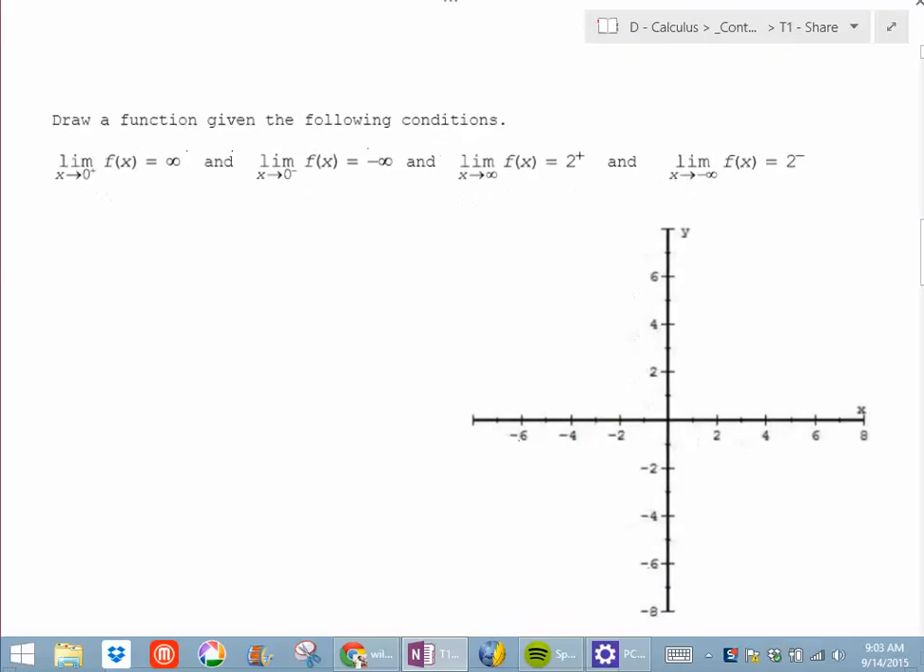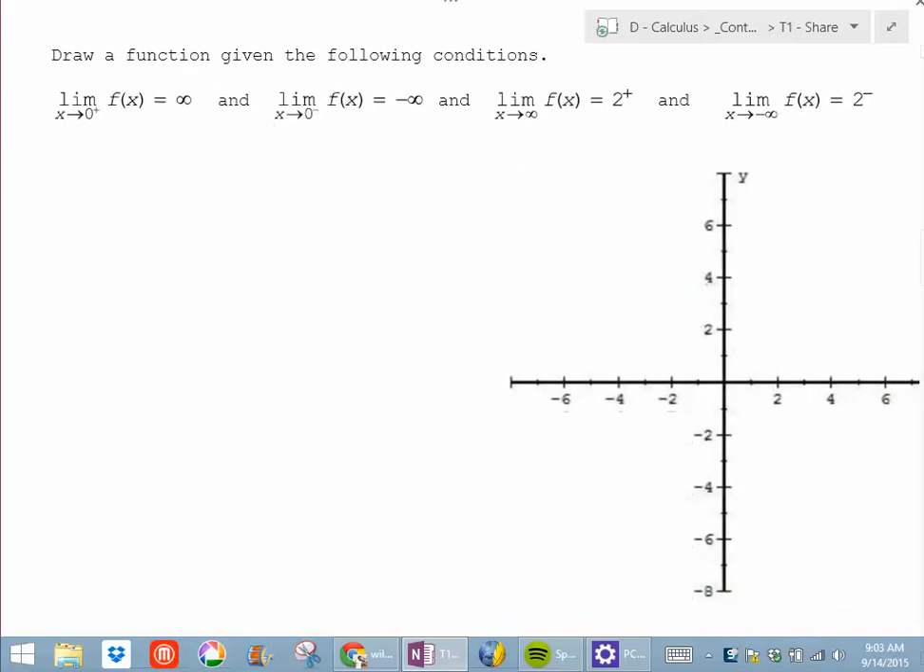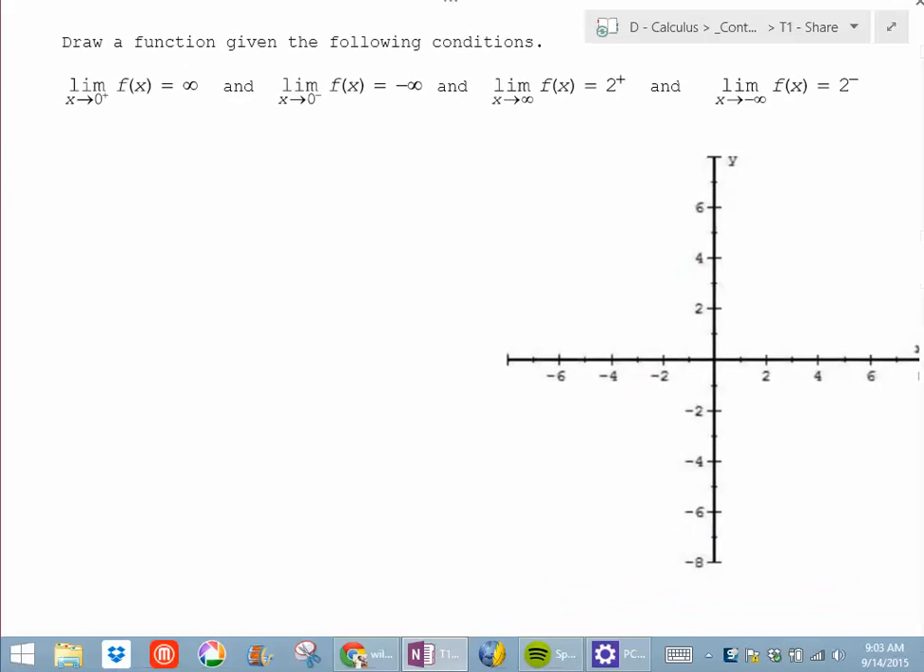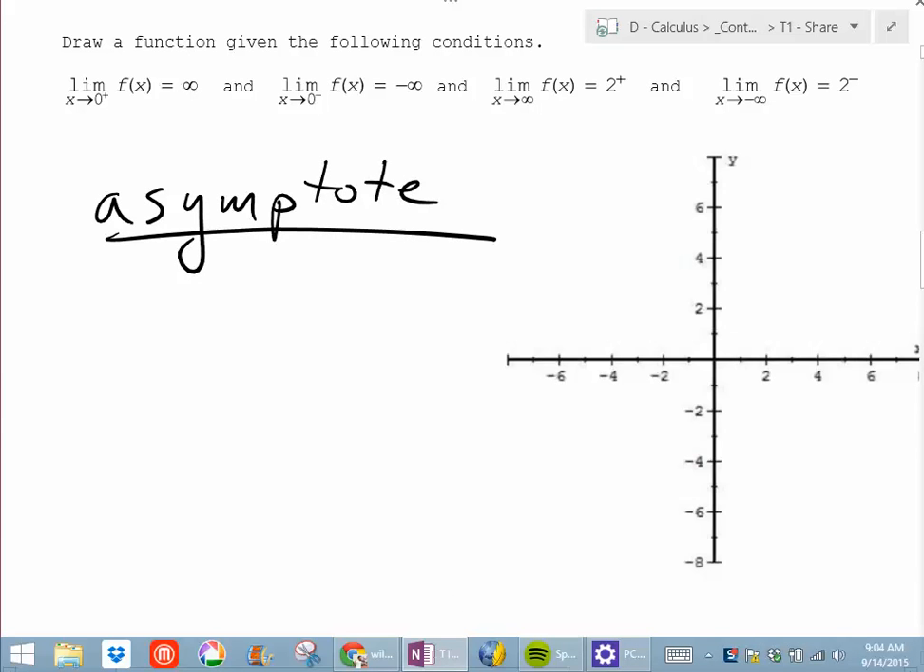You might have seen things like this before. How many people have heard of the word asymptote before? So here's the first quiz question. Write it down right now in your notes. Write down the word asymptote. It's A, then S, Y, M, P, T, O, T, E. Asymptote.